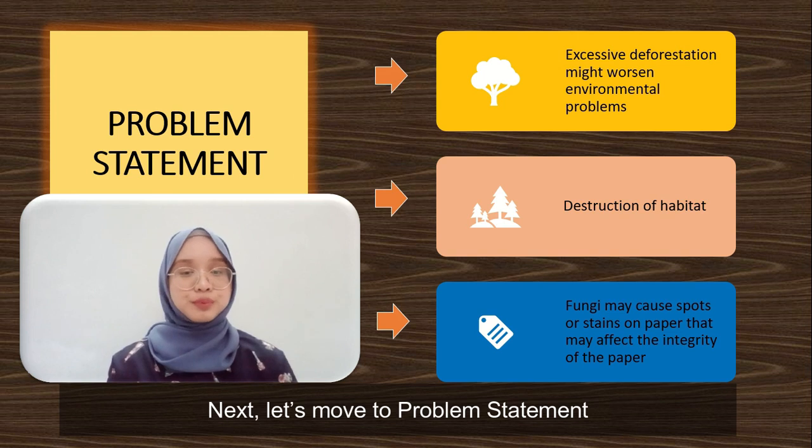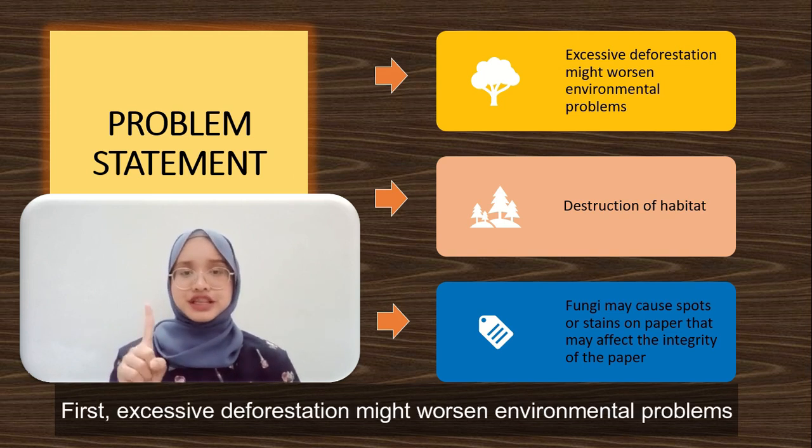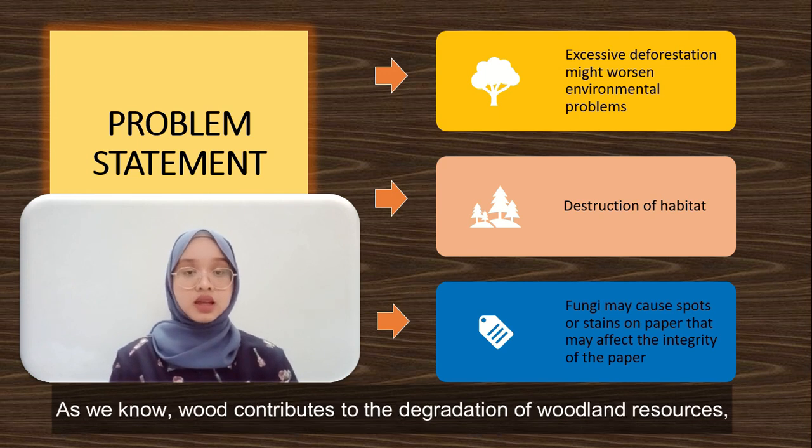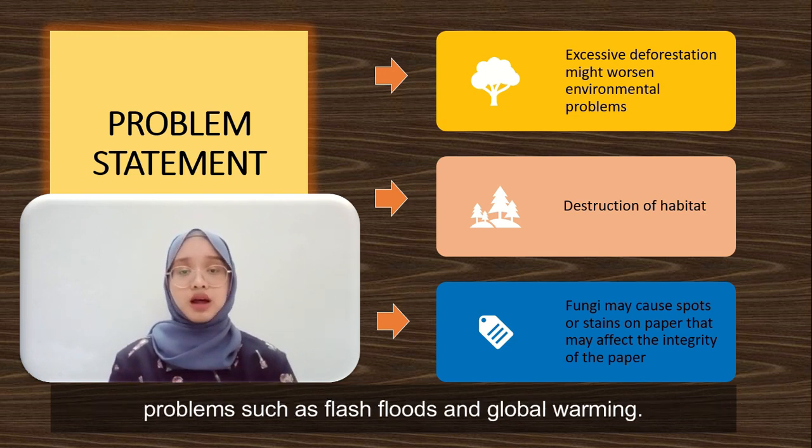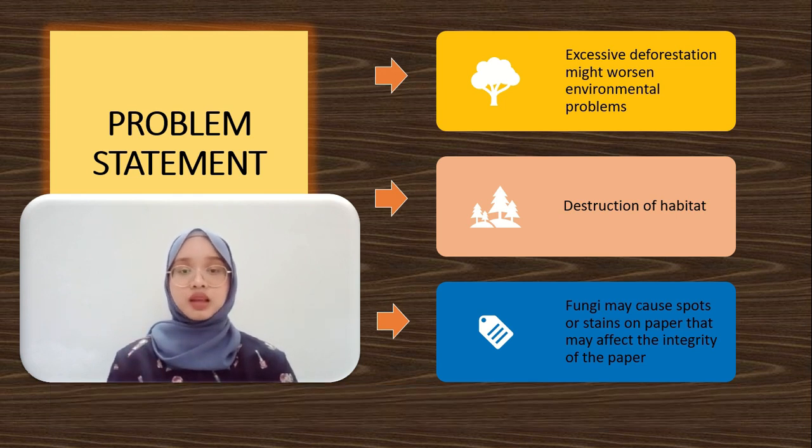Next, let's move to problem statement. First, excessive deforestation might worsen environmental problems. As we know, wood contributes to the degradation of woodland resources. Thereby, the deforestation might worsen the environmental problems, such as flash floods and global warming.